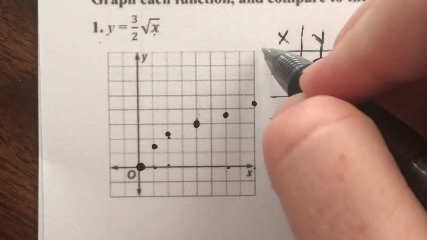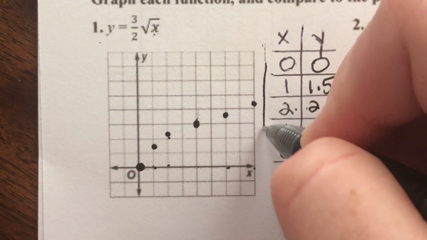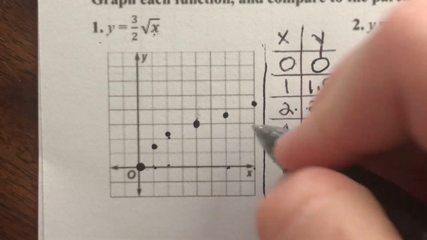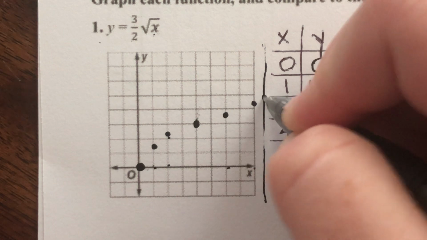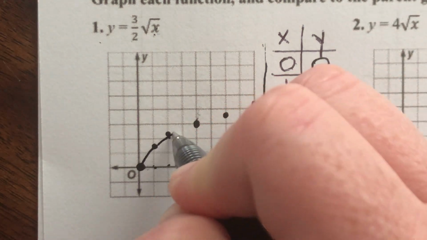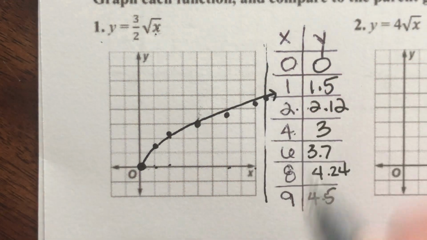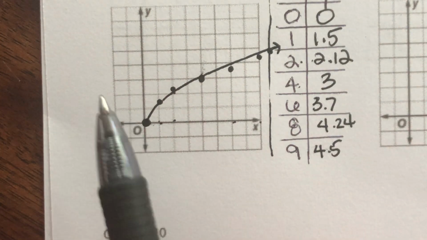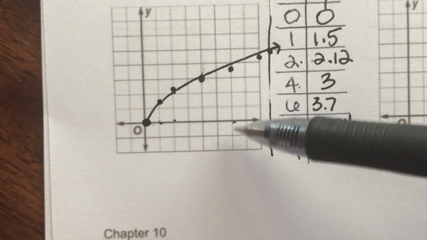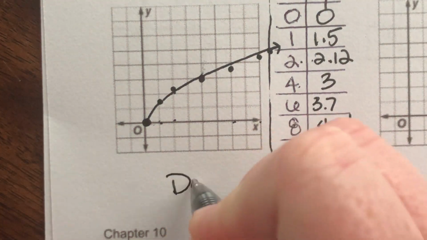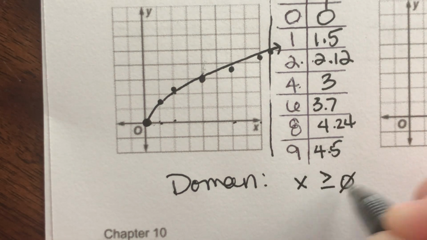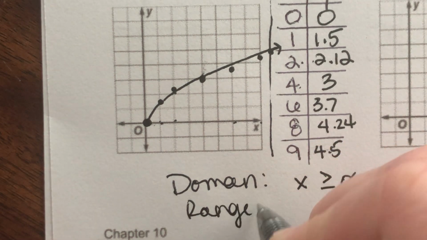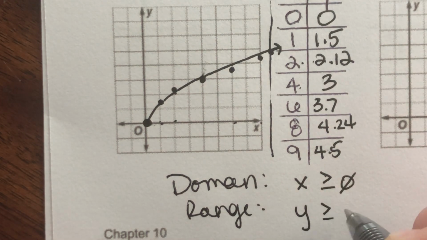So I'm going to go over one more line here on my graph. And I'm going to go up about 4.5. So here's 4.5, right about here. Okay, so my graph looks kind of something like this. It's not perfect, but something like that. So my domain and my range are still x has to be bigger than 0, y has to be bigger than 0. So domain, x can be 0 or it can be bigger than 0. Range, y can be 0 or it can be bigger than 0.